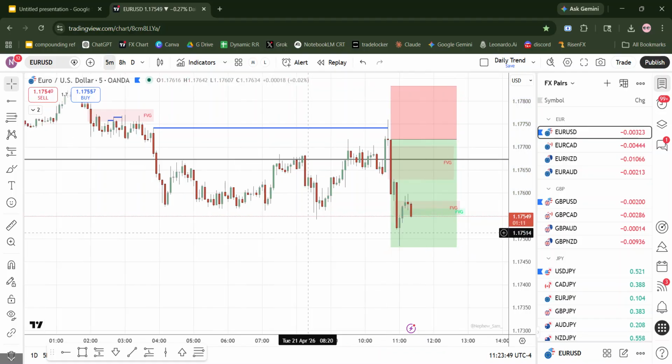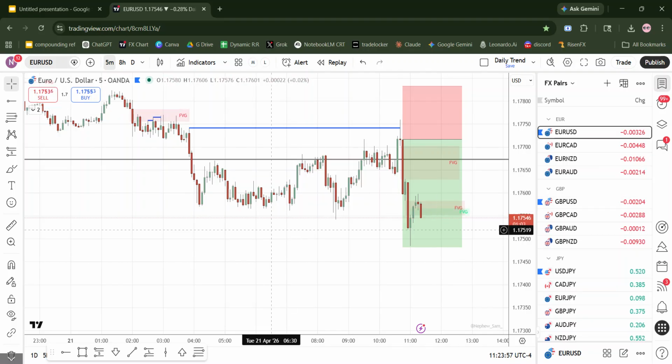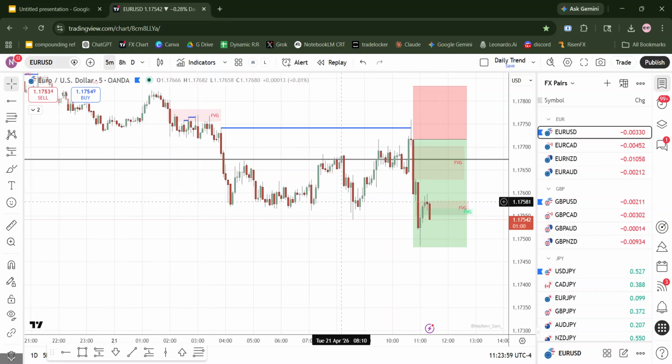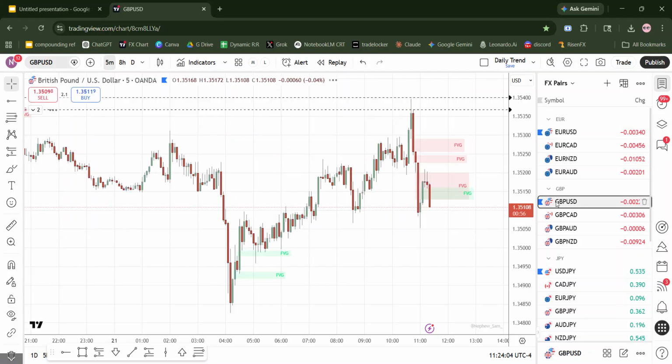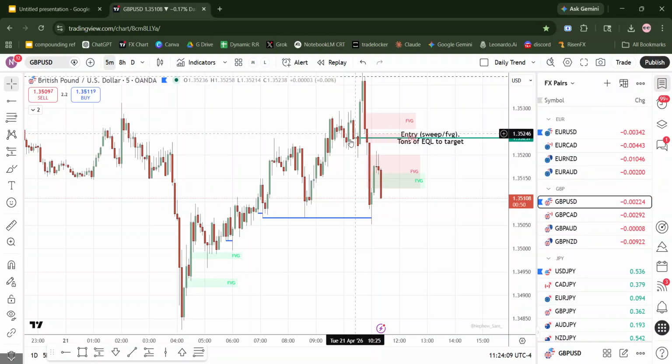Close to a 1-to-2. Not quite, but close to it. I don't do 5-pip stop losses. That's kind of unrealistic to me, at least. But you need to have an entry model too. You need to have more than just a bias and enter randomly. You need to have an entry model. My entry model, I just looked at the sweep and a fair value gap. That was enough for me. And it's still going down. That's my entry right there.